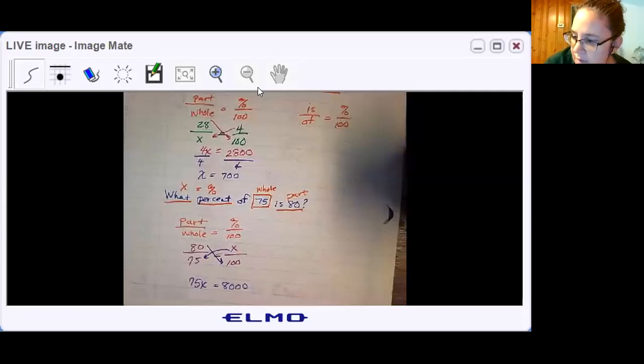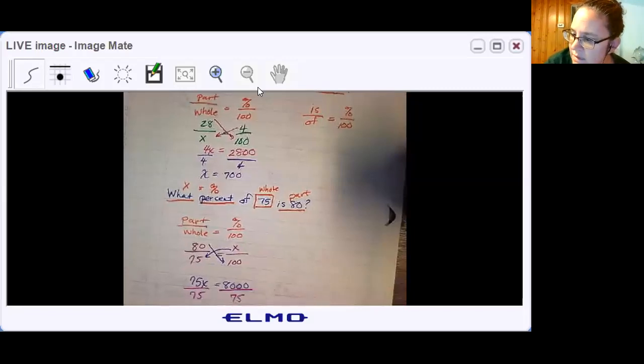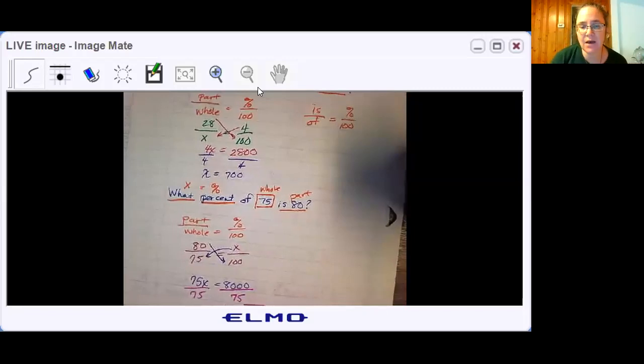So I'm going to divide both sides by 75. This is not as quick and easy a division problem, but x is going to equal something. So I do 8,000 divided by 75, and I get 106.666666, and it's got a 7 on the end. So how do I tell somebody what this is?